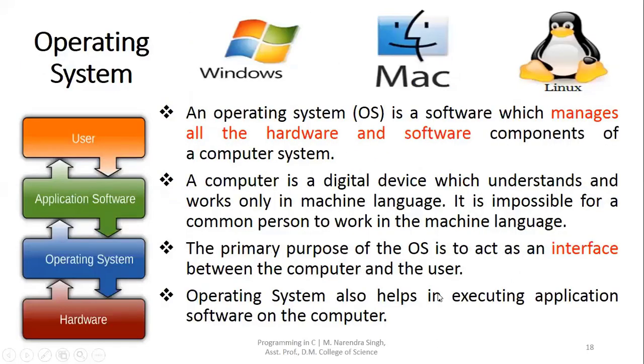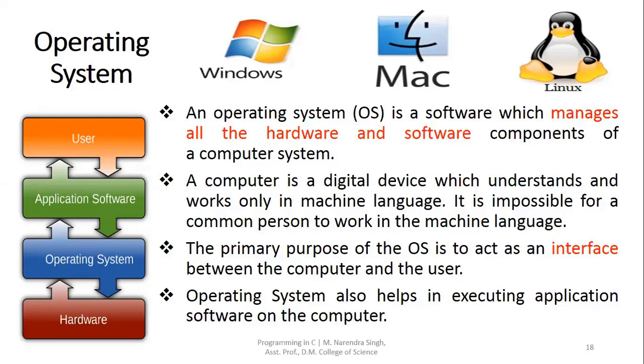Now, let's see what is an operating system in detail. An operating system is a software which operates the hardware and the software installed in the computer. So it manages all the hardware and software components of a computer system. That's why it is called an operating system. Without an operating system, we cannot operate the hardware components of the computer. It acts as an interface between the hardware and the user.